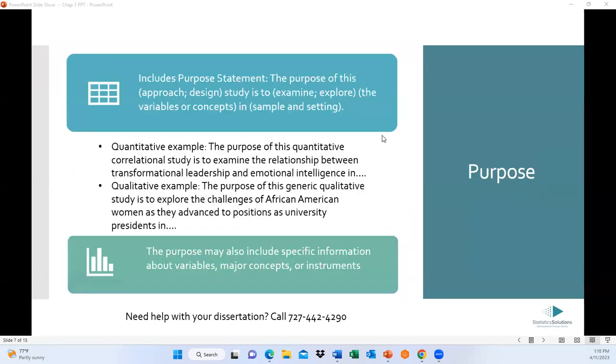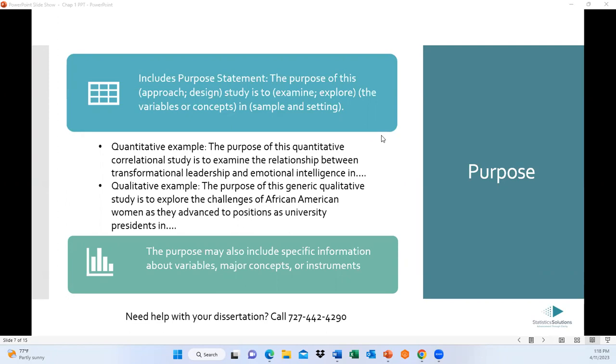Okay, usually the next section is the purpose. And again, it's not a long section. Overall, I would say chapter ones typically are under 20 pages; 15 pages is probably the sweet spot. The purpose section, again, usually not long, maybe a paragraph, maybe two paragraphs. And the purpose section includes the purpose statement, right? And the purpose statement usually has a specific construction.